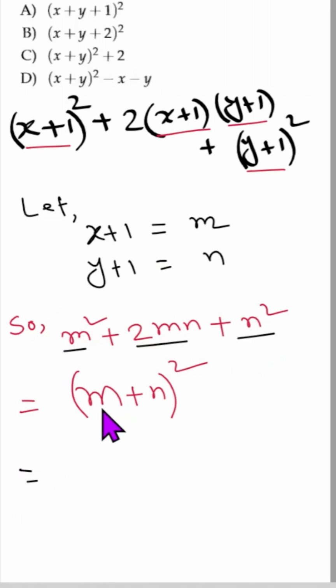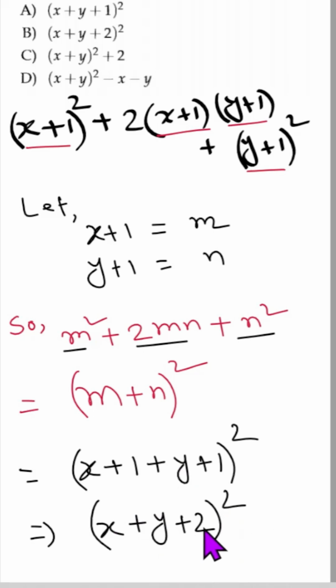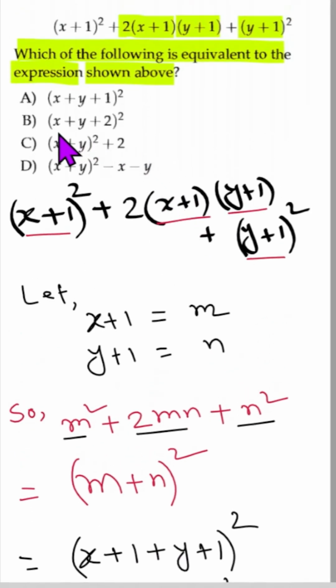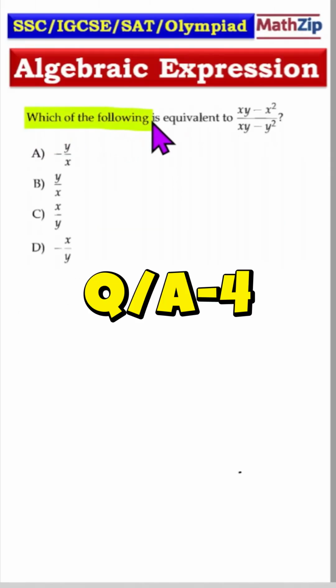Now we can put the value again. So what will happen? (x plus 1 plus y plus 1) whole squared. So here is x, then plus y plus 2, whole squared. So which one is similar? Number B. Look, (x plus y plus 2) whole squared. So our answer is number B. Very simple.